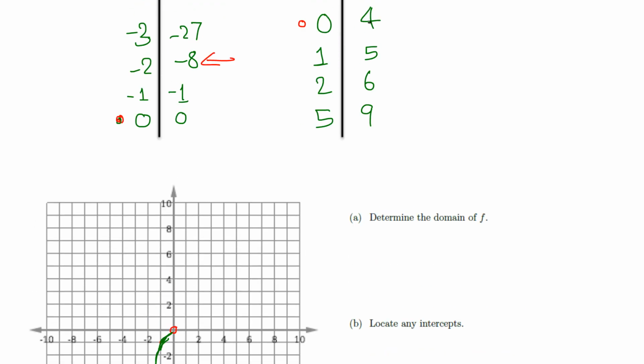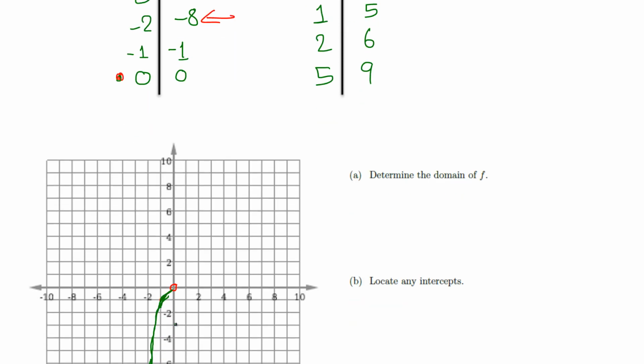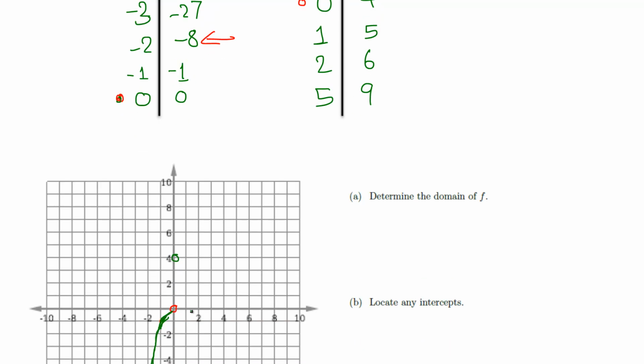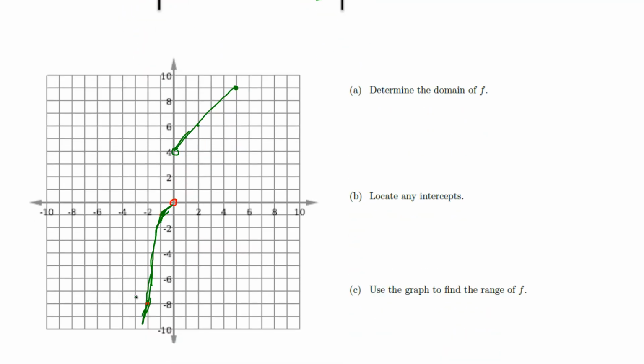Now the right side, 0, 4. That's not on the graph, but we can look at that. 0, 4, starting here. 1, 5, 2, 6, all the way to 5, 9. That's the highest point, 5, 9, and it's a straight line, so we just connect them. Okay, so we have two pieces. It's a cubic on the left and a straight line on the right.